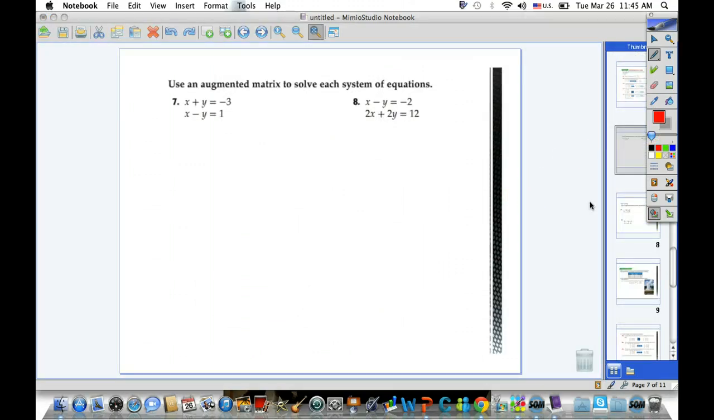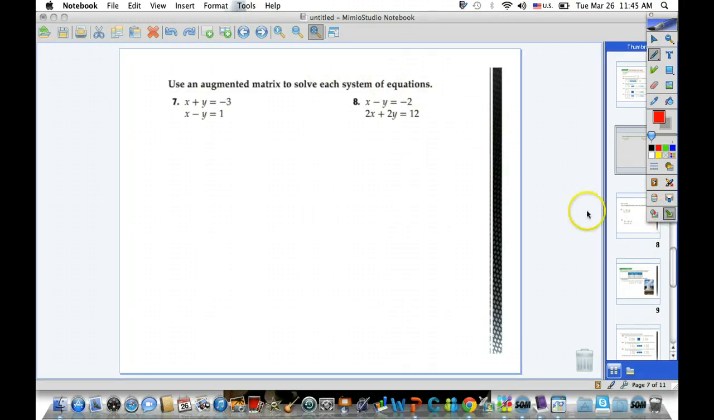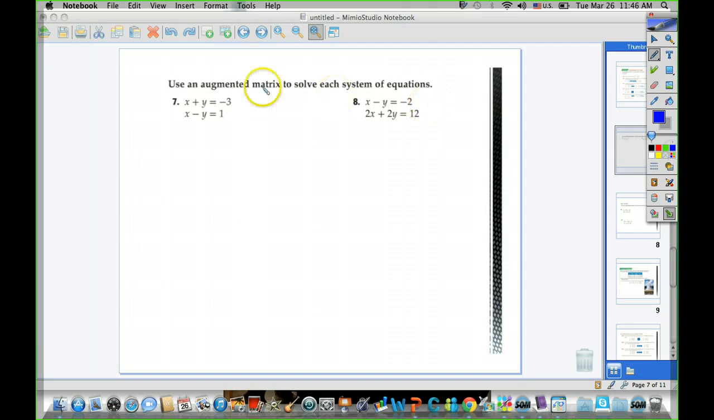So here are 2 more examples that we can do together before I give you your turn. So here's number 7 and 8. Alright, so number 7. Let's rearrange this into an augmented matrix. So you have 1, 1, negative 3, 1, negative 1, and 1. Remember, our goal is to make this look like 1, 0, 0, 1, and then your x and y is there. So ultimate goal, you already have 1 here, so make that into 0, make that into 0, make that into 1.